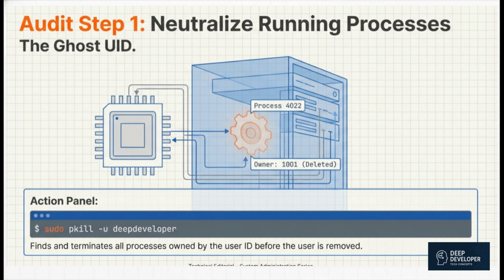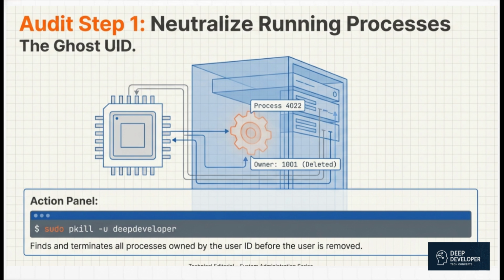So, step 1, neutralize the processes. The best tool for this job is the pkill command. Using pkill -u deepdeveloper is like sending out a search and destroy mission for every single process owned by that user. It finds them all and terminates them cleanly. This is how you prevent those ghost UIDs from ever being created in the first place.